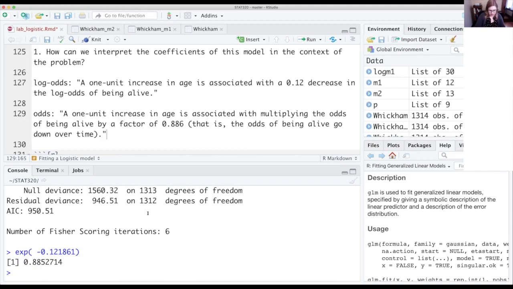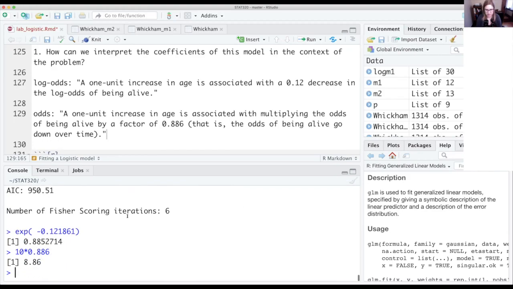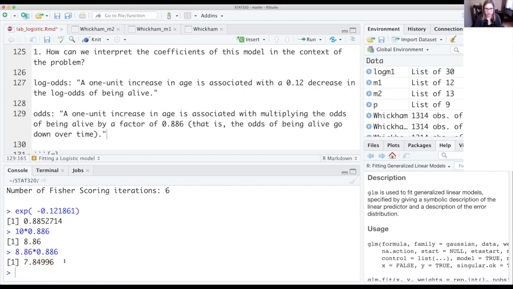So let's say, when you're 20 years old, your odds of being alive are like 10 to 1 or something. I don't know. So your odds are 10, and then you get a year older. Now you're 21. We multiply your odds by 0.886. Now your odds of being alive are 8.86 to 1. And then you get another year older, and we multiply by 0.886, and your odds go down again. So it's not going down linearly, but it is going down by a multiplicative constant factor.